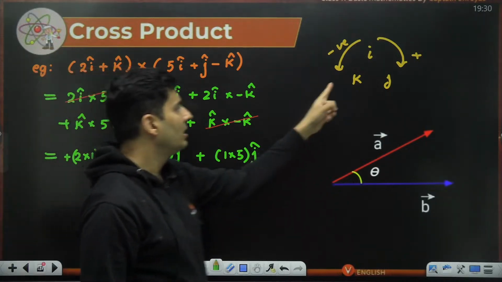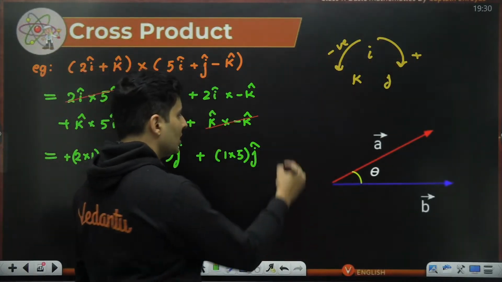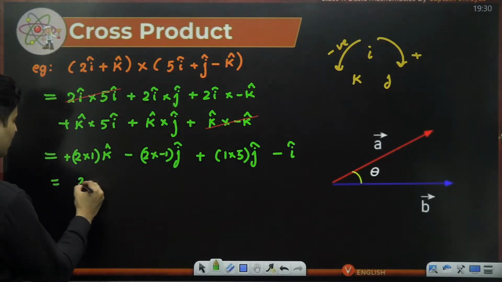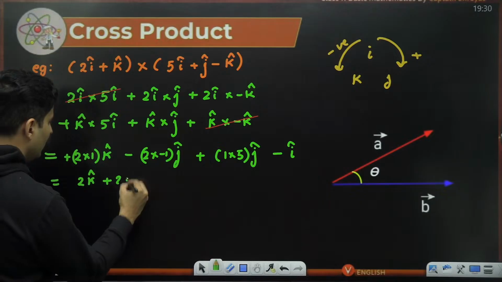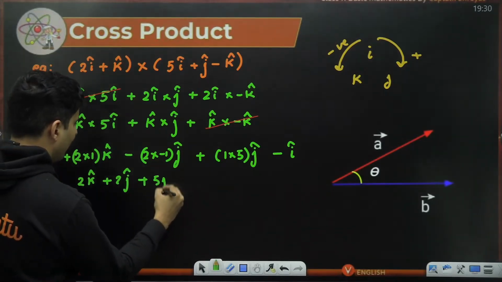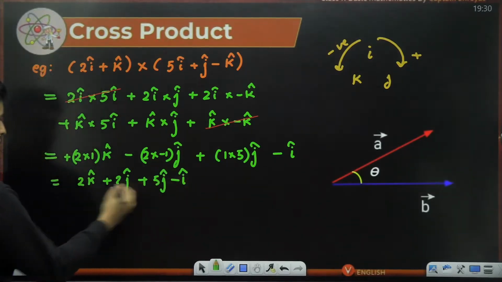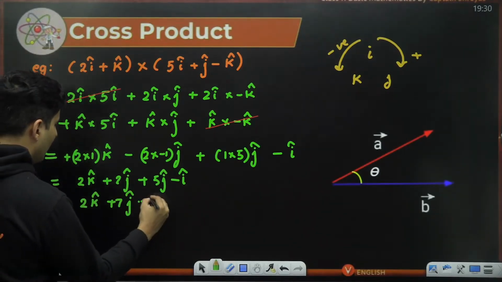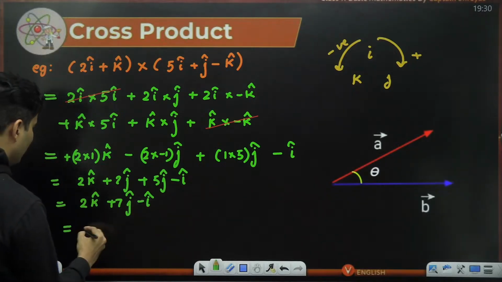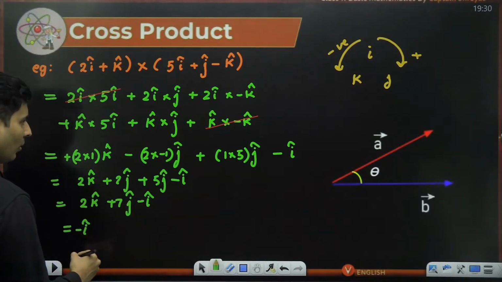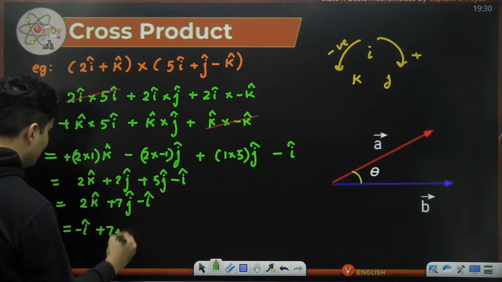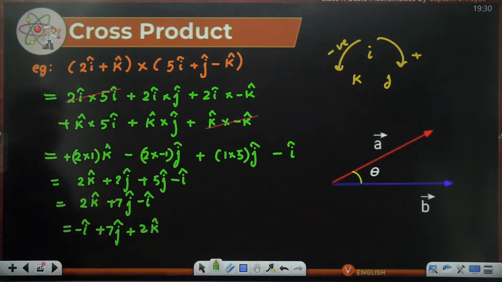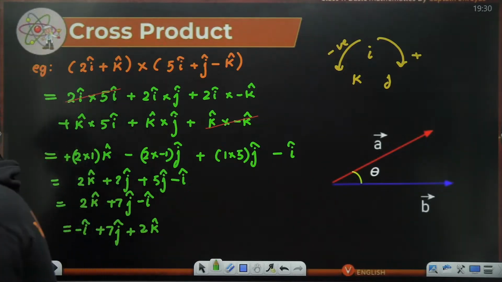Last thing, k into j. K into j means anti-clockwise, so it will be negative I cap. So this is going to be 2k cap plus 2j cap plus 5j cap minus I cap. So 2 plus 5 is 7. So 2k cap plus 7j cap minus I cap. But usually you put I first. So therefore it will be negative 1 I cap plus 7j cap, j second. And lastly you will put k. So 2k cap. This is the final answer.